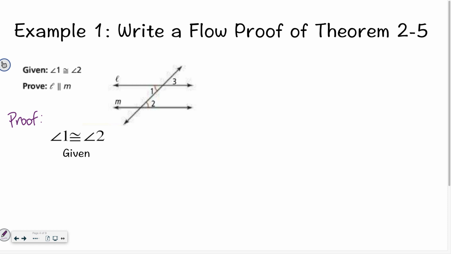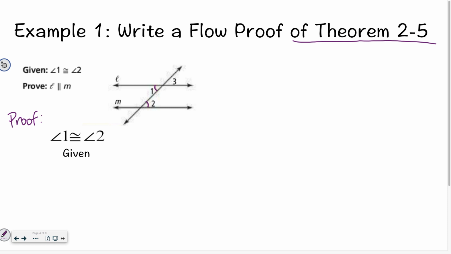Now let's look at our picture. We were given angle 1 and angle 2 are congruent, but we want to prove that line L is parallel to line M. If you look all the way back up here, it's the proof of Theorem 2.5, and Theorem 2.5 was our converse of alternate interior angles. That means we're not going to be allowed to use the alternate interior angles theorem to prove this, because we're trying to prove why it works. I see that I was given angle 1 and angle 2 are congruent, and I'm trying to figure out how I can prove that line L is parallel to line M without using alternate interior angles.